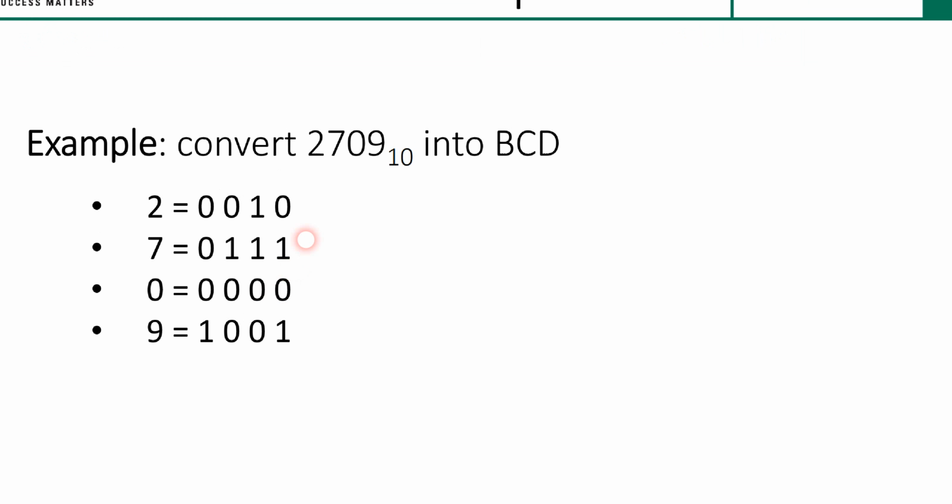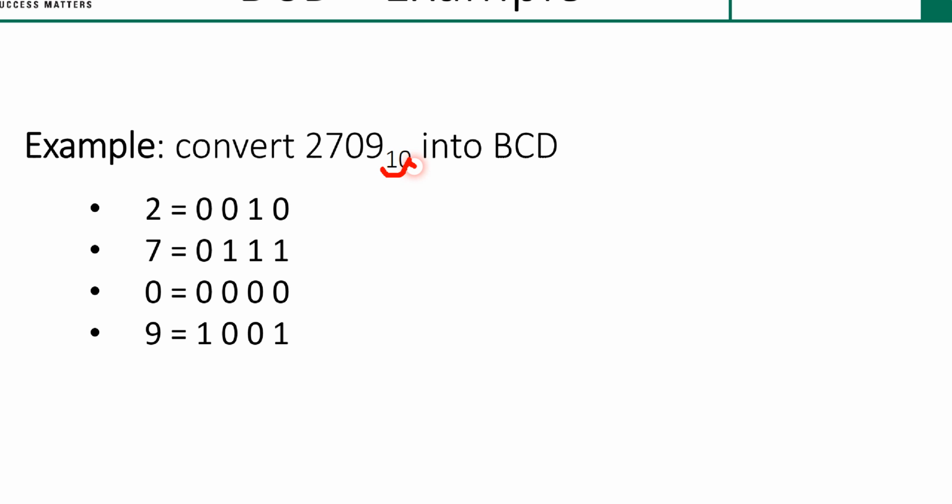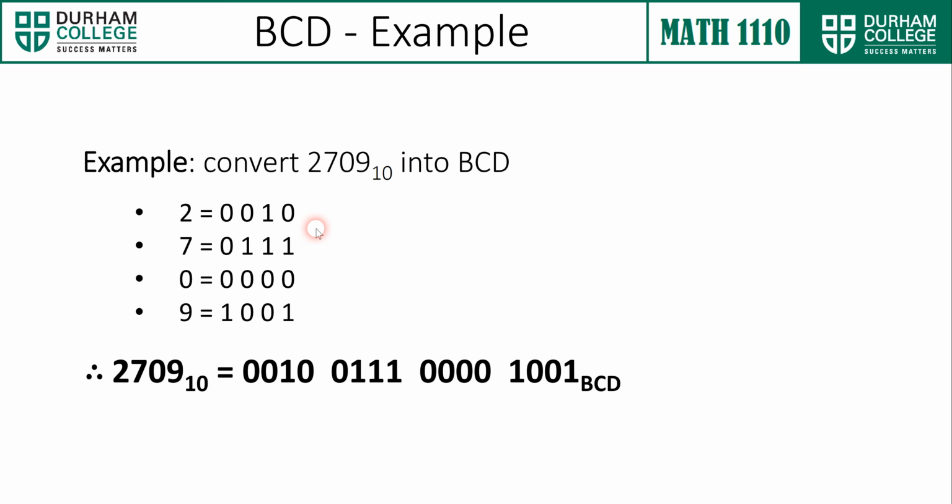Just a recap, remember what this 10 means here, right? This 10 really means that we are trying to say that this number is a decimal number. We write the base of that number system in the subscript. So in this case, it's going to be 10. So moving on, that is how we converted it, 2709 is equal to this number.